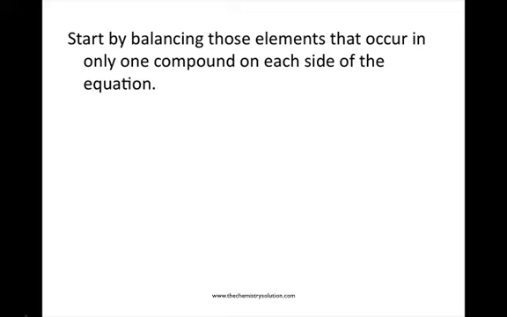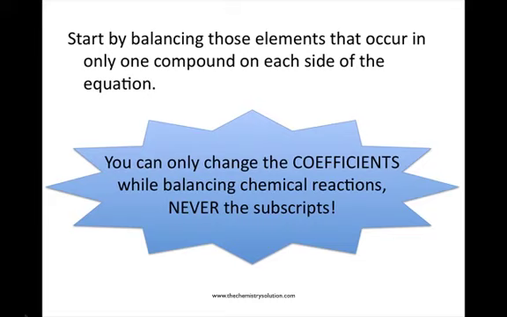We'll start out balancing chemical equations by balancing the elements that occur in only one compound on each side of the equation. Now remember, when balancing chemical equations, you can only change the coefficients in front of the reactants or products in a chemical reaction. You can never change the subscript. If you change the subscript, you're actually changing the identity of the compound.